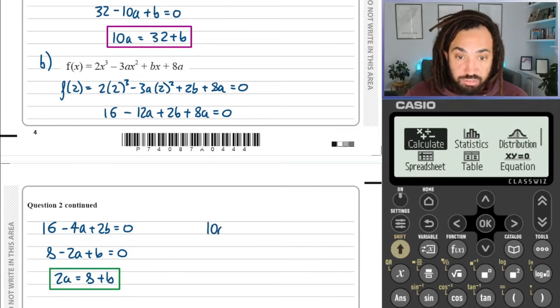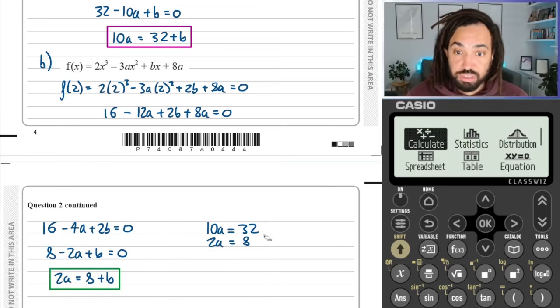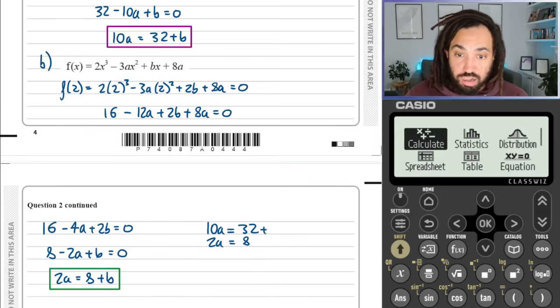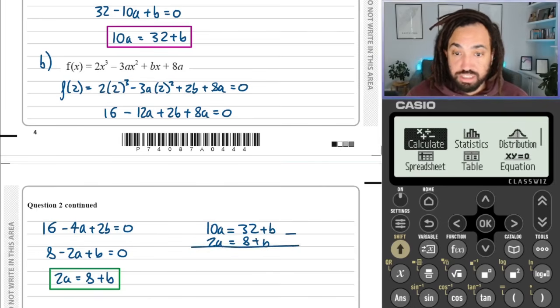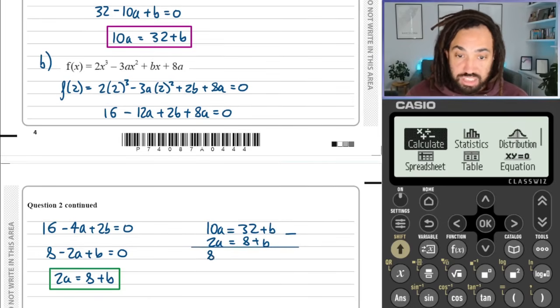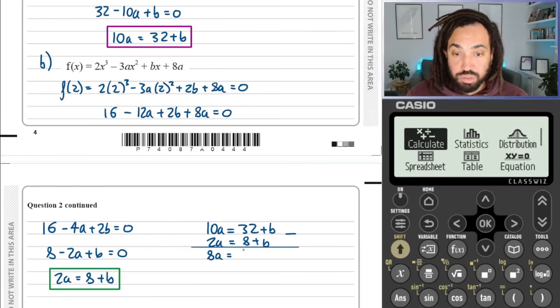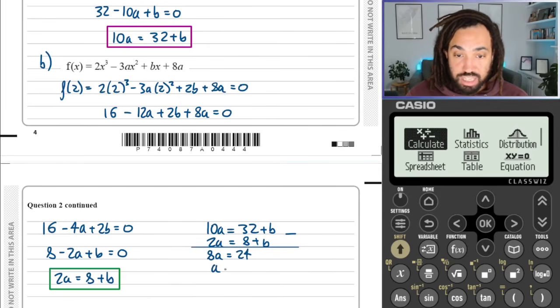Okay, so that's going to be useful because it means we can solve simultaneously this one and the purple one. So let's just write them one above the other. So that one and then this one. Whoops, that should be 32 plus b. And that's 8 plus b. And then we can subtract them in order to cancel out the b's. So that's going to give us 8a is equal to 24. So a is equal to 3.